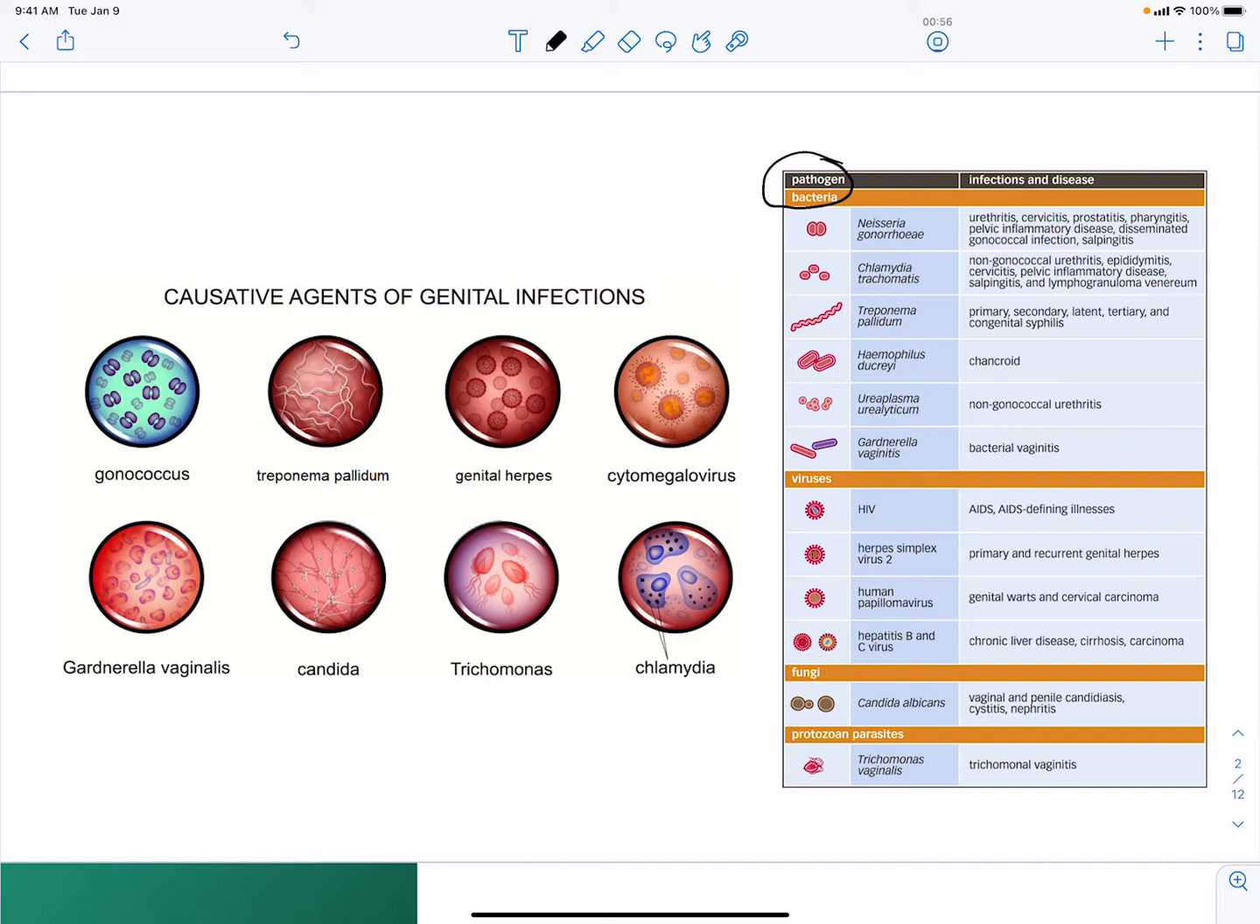And then, of course, we have our viruses. We have our herpes viruses, cytomegalovirus. We also have human papillomavirus, HIV, and our hepatitis B and C viruses. Of course, hepatitis B and C will enter via the reproductive tract, and then they will disseminate to the liver. For fungus, our major fungal concern is Candida, which can cause vaginal thrush. And also we have, of course, our parasites, Trichomonas vaginalis.